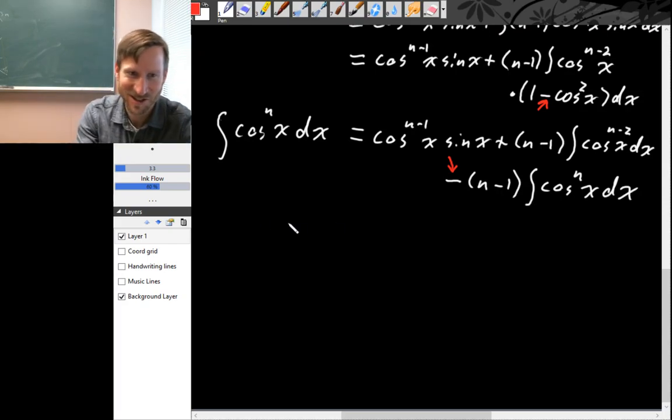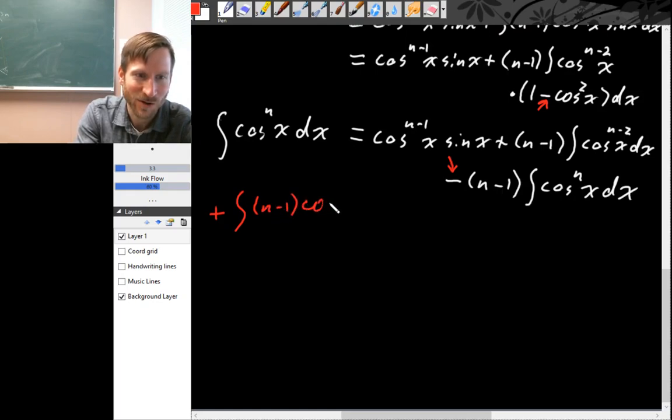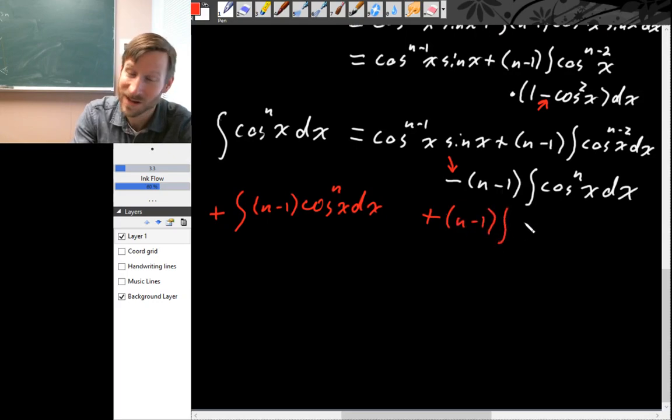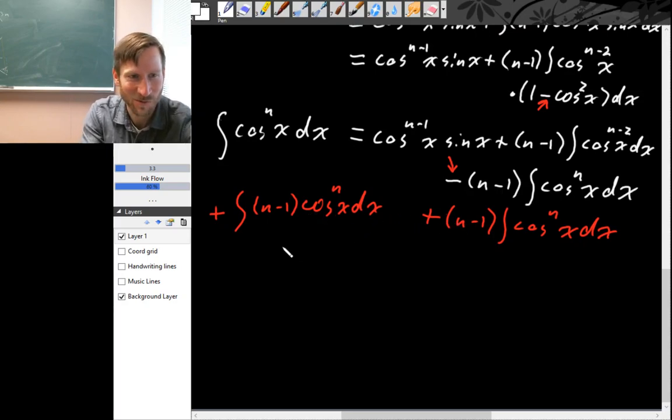So I will oblige. Let's start by just adding to both sides of this equation the integral of n minus 1 times cosine to the n of x dx. So we're going to add that to this side too. Add n minus 1 times the integral of cosine to the n of x dx. Okay, I see that on the left I wrote this n minus 1 inside the integral, and on the right I wrote it outside the integral, but it's a constant, so it doesn't matter which place you put it.